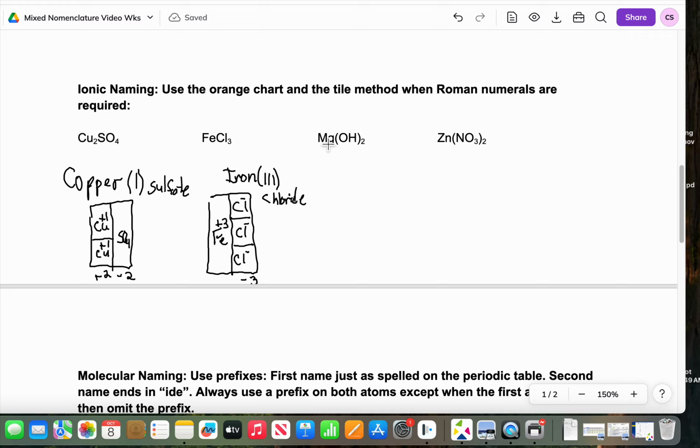Okay, the next one is just the name of the cation followed by the name of the anion. That's how all these ionic ones go. So you look up Mg, and that's magnesium. You notice that there's no Roman numeral needed with that one, so you just say the name of the cation, magnesium, followed by the name of the anion, which is hydroxide.